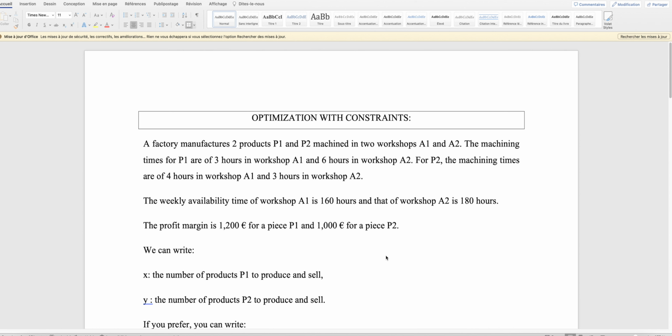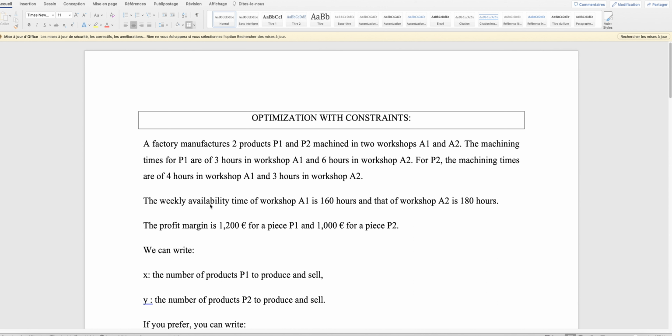We are going to realize an exercise about optimization with constraints. Let's have a look at the exercise. A factory manufactures two kinds of products, P1 and P2, machined in two workshops, A1 and A2. The machining times for P1 are 3 hours in workshop A1 and 6 hours in workshop A2. For P2, the machining times are 4 hours in workshop A1 and 3 hours in workshop A2.